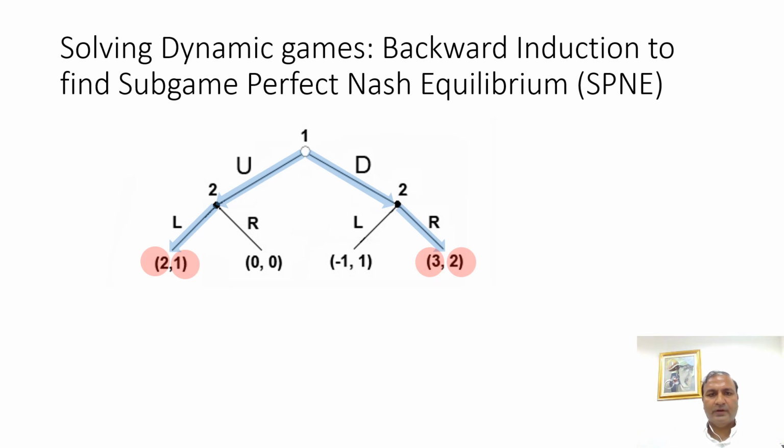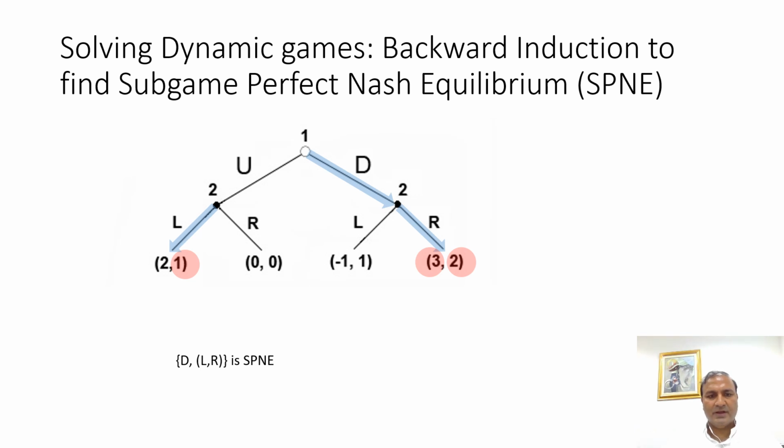For player 1, now it is very easy to decide. By playing U he can get 2, and by playing D he can get 3. Which one is bigger? Of course, by playing D he can get a higher payoff of 3. So this is the solution of the game. Player 1 will choose D, and player 2 will choose R, and the game will end. The payoff for player 1 will be equal to 3, and the payoff for player 2 will be equal to 2. Let us now write the subgame perfect Nash equilibrium.